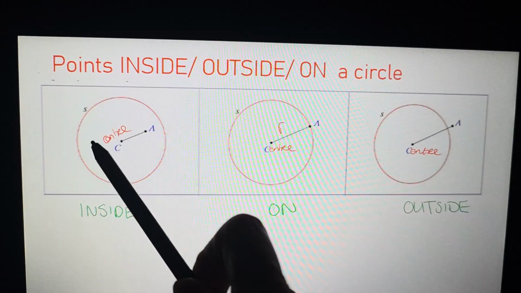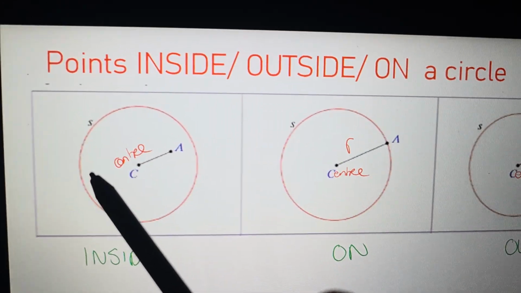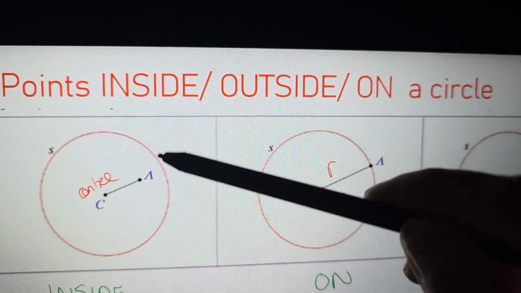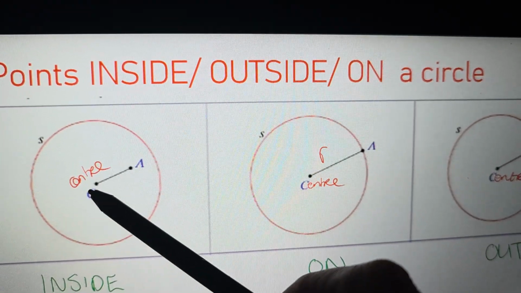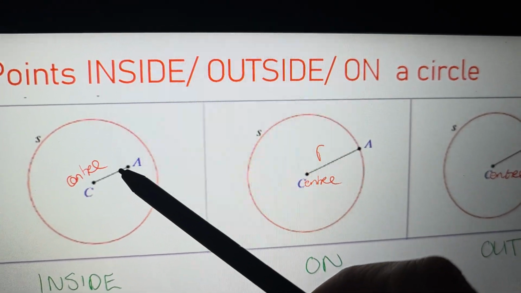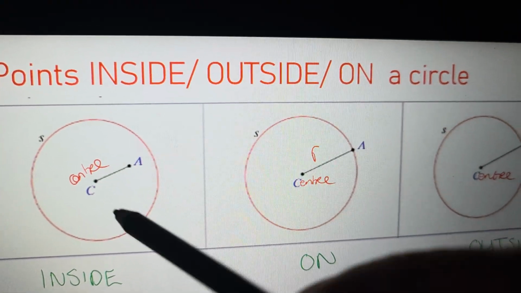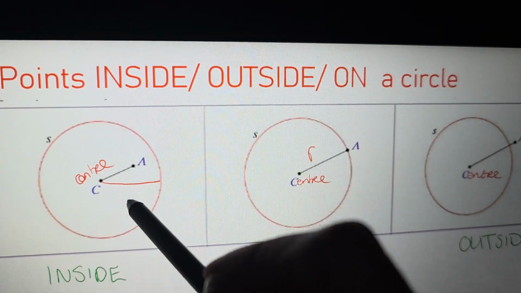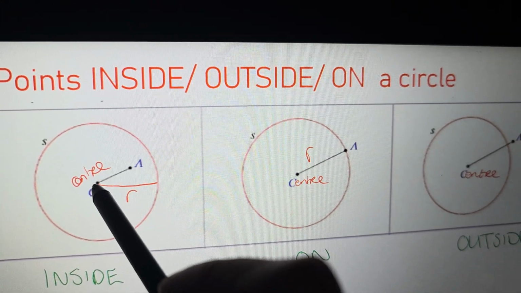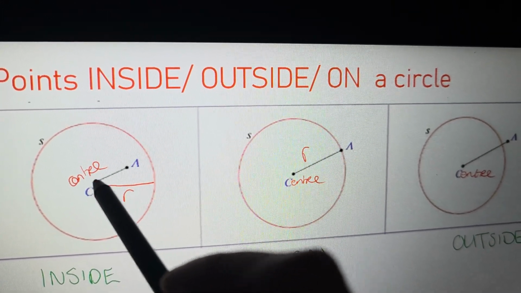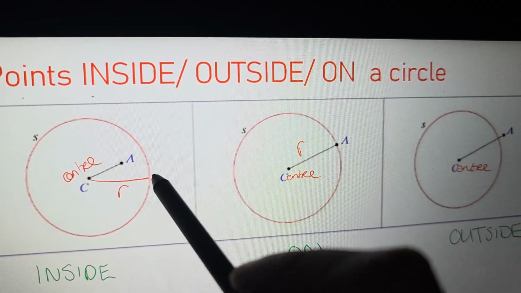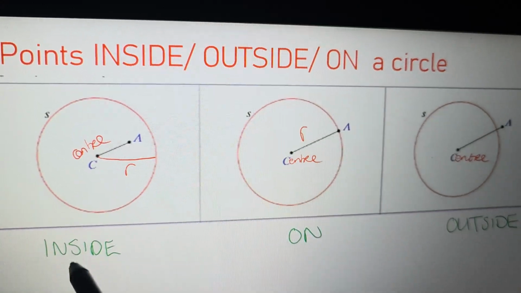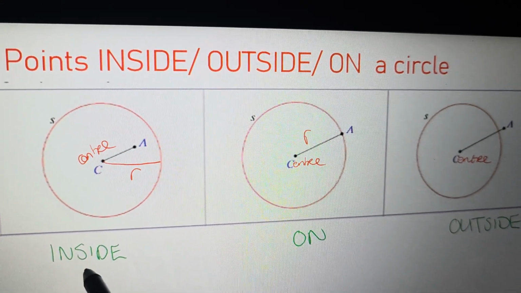So in the first example here, C is the centre of the circle. A is a point and it lies inside the circle. So if the point lies inside the circle, well then the distance from the centre to that point would have to be less than the radius. Because if you think about it, the radius would go from the centre out to the edge like that. The distance from C to the point A is not a radius. It is just short of being the length of the radius.